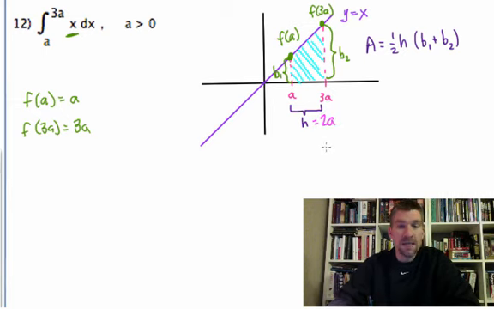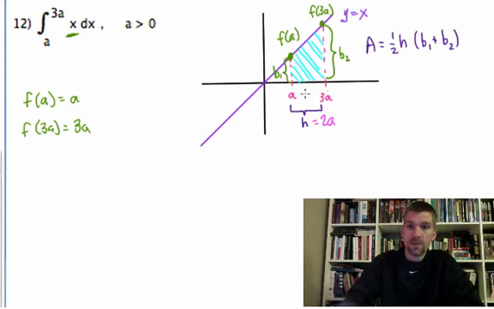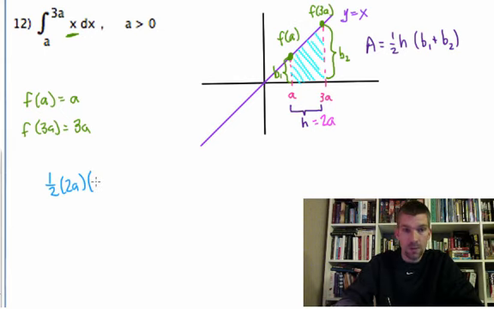Now I've got all the pieces to fill into my area formula. And am I going to have a variable in the answer? I am. But we are big kids. We can handle this. We can get through this together. So 1/2 times the height times base 1 plus base 2. Simplify this out. This is going to be a times 4a, and that's going to be 4a squared.